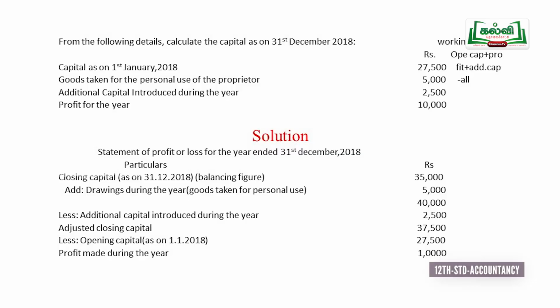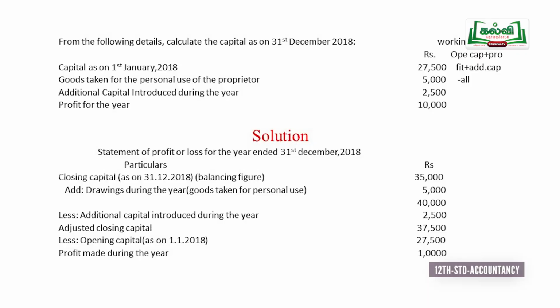Next, from the following details calculate the capital as on 31st December 2018. Capital 2018 27,500, goods taken for the personal use of the proprietor. Personal use, you must note this, personal use of the proprietor means drawings. Then next, additional capital introduced. Next, profit for the year. So, what is the missing information here? Missing information is closing capital.